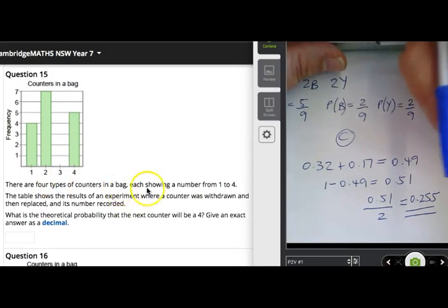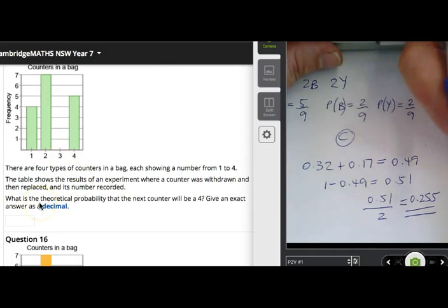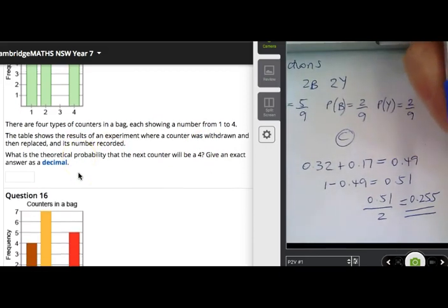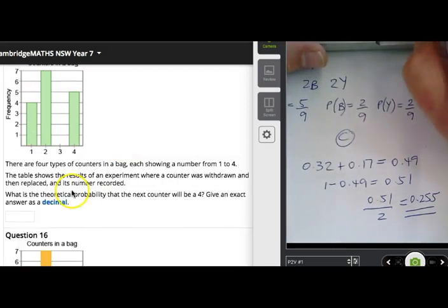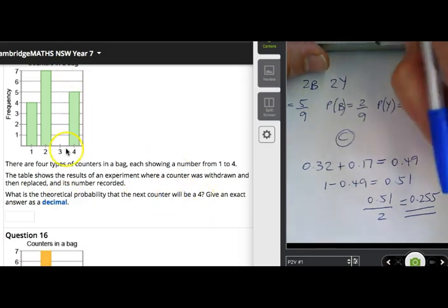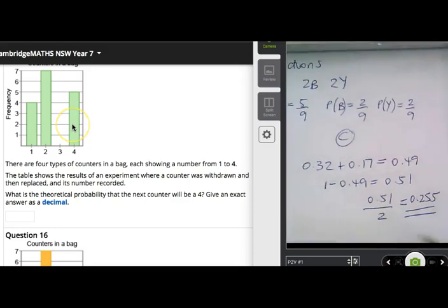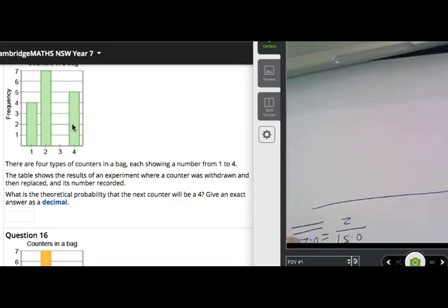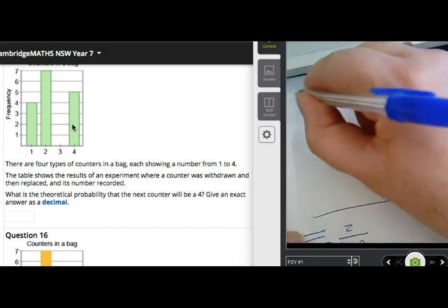There are 4 types of counters in a bag, each showing the numbers from 1 to 4. Can you see that there are none of number 3? No number 3s. The table shows the results of an experiment where the counter was withdrawn and then replaced and its number recorded. What is the theoretical probability that the counter will be a 4? So how do we do this? It's 4 out of... What do you need to do first? The total. What's the total?